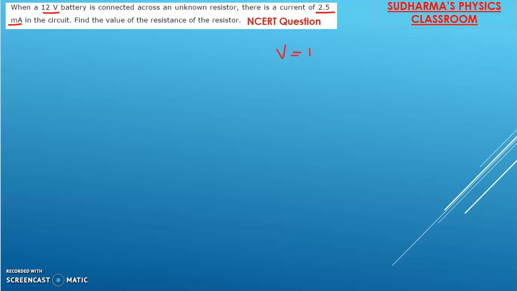So V equals 12 volt and current I equals 2.5 milliampere. That means it is not given in SI unit. SI unit of current is amperes. So 2.5 into 10 power minus 3 amperes. Now we can calculate the resistance. R equals V divided by I. This is coming from Ohm's law.